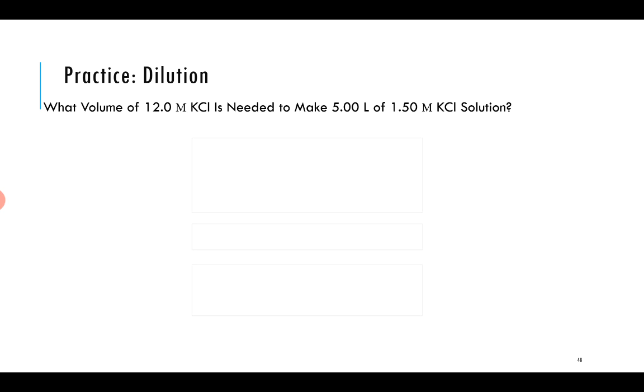Here's a practice problem related to that. It says, what volume of 12 molar potassium chloride is needed to make 5.00 liters of a 1.50 molar potassium chloride solution? This is my molarity. When you pronounce it, it's pronounced molar, but that is molarity. So here, that's my molarity. This is also a molarity.